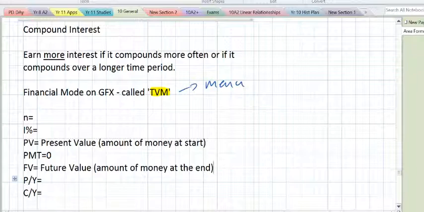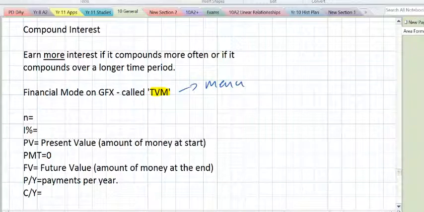Alright. What is PY actually though? It's payments per year. Now, for example, they could give it to you as half yearly.